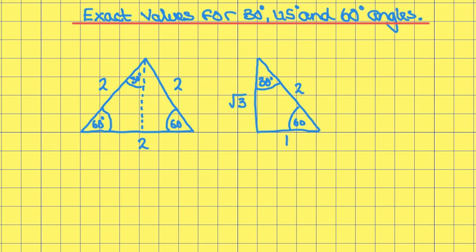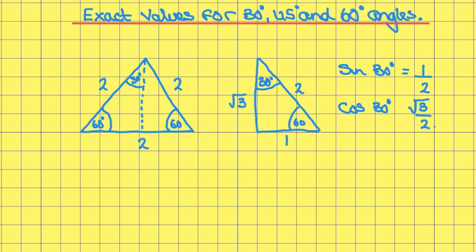So let's do the sines first. I'm going to use 30 degrees. So sine 30 degrees. Remember, sine is opposite over hypotenuse. So that is equal to a half. Now do cos 30 degrees. So remember, that is adjacent over hypotenuse. So that's root 3 over 2.